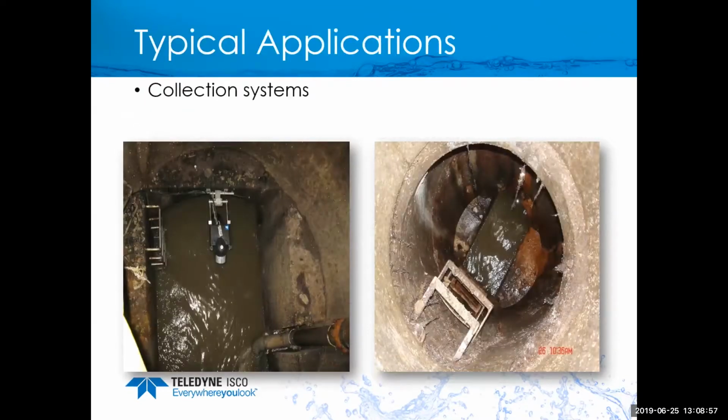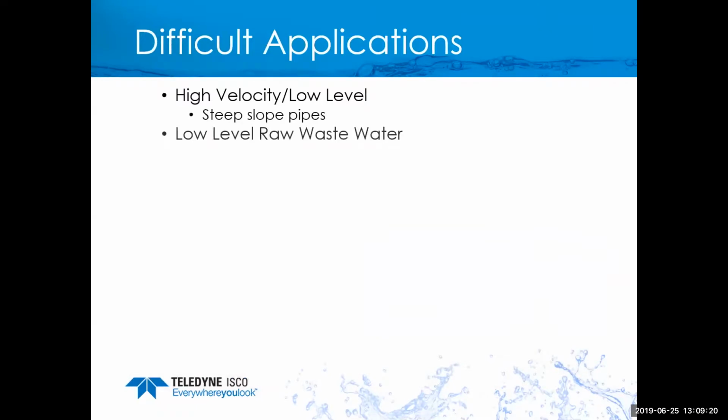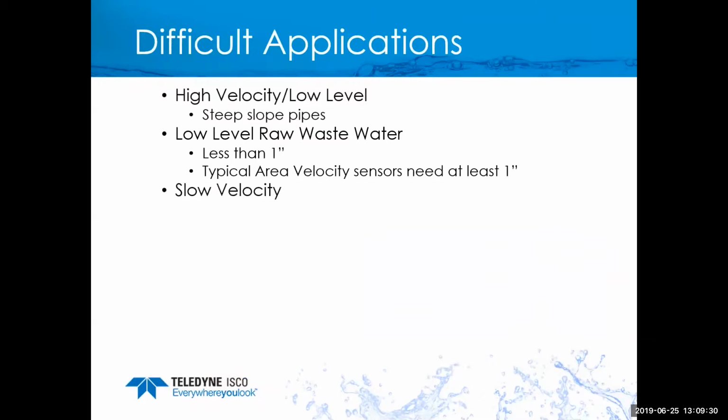We designed it for some basic collection system applications. So these are kind of the slam dunk easy ones. Large pipe, anything greater than 36 inch. And we're also seeing a lot more small pipes. So these are pretty easy to do, and we have no problems getting readings. What we're finding though is more and more people are trying to measure difficult applications such as high velocity, low level, which are going to be steep pipes, low level raw water velocity, and that's typically less than 1 inch. And most sensors will need 1 inch minimum to be able to read. So we're seeing a lot more lasers going to those types of applications.